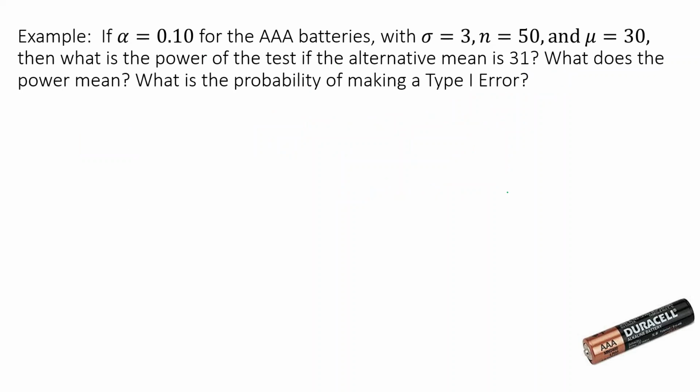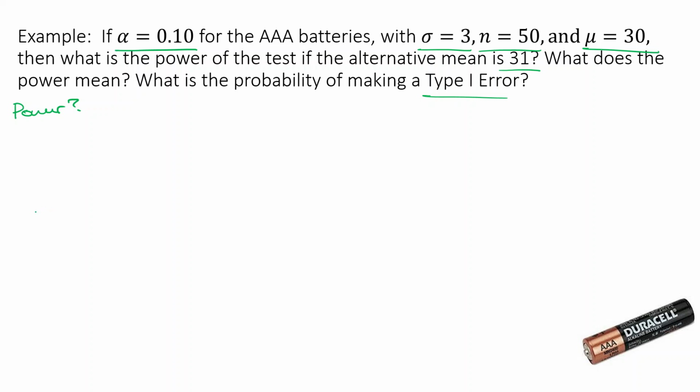All right, another example. I think this is it. So if alpha is 0.10 for the AAA batteries and the standard deviation is still 3, sample size is still 50, the null mean is still 30, what is the power of the test if the alternative mean ends up being 31? What does that power mean? What is the probability of making a type 1 error? So we got 3 questions here. So first, what is the power?